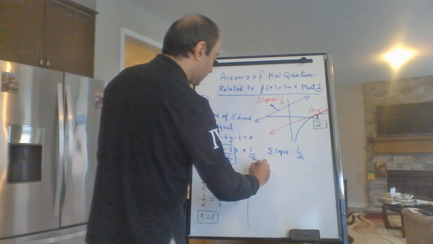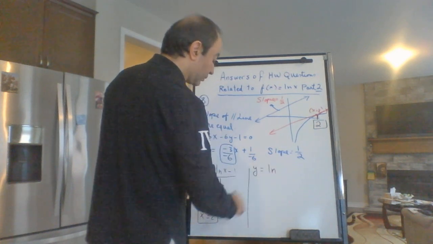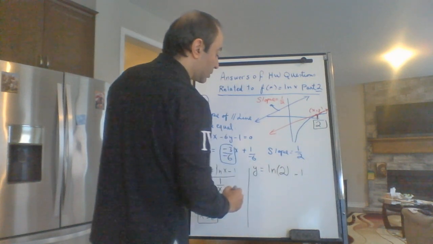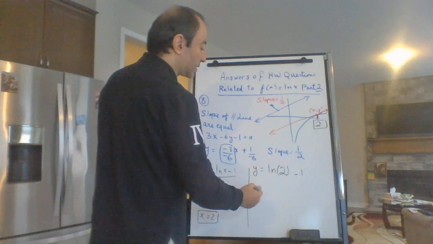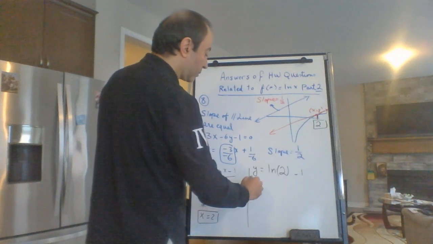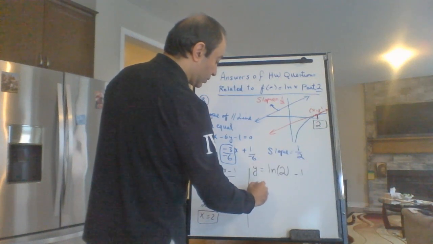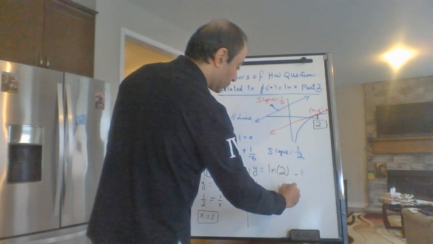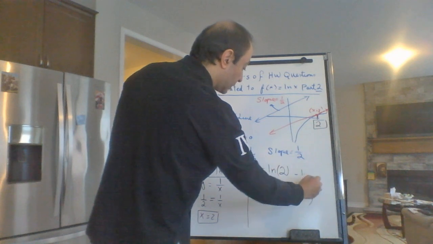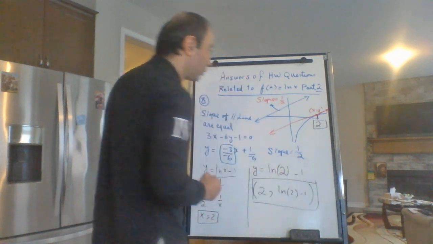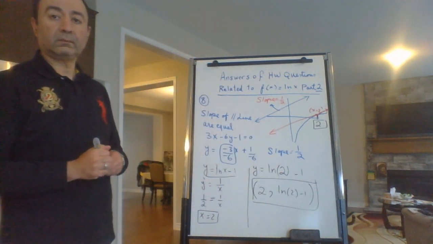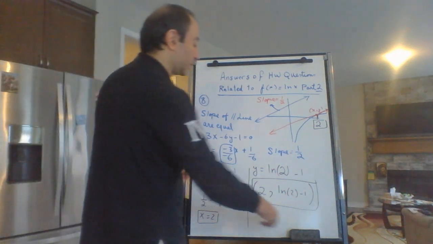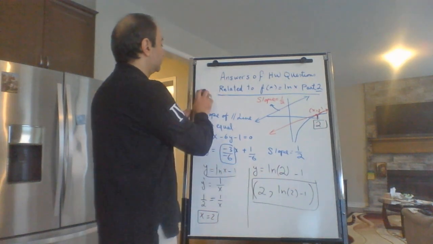So y will equal ln, instead of x I put 2, minus 1. You can get the decimal or you can leave it in exact form, it doesn't matter. So the point is 2 and ln 2 minus 1. This is the answer for question 8. Okay, this is number 8. All right.